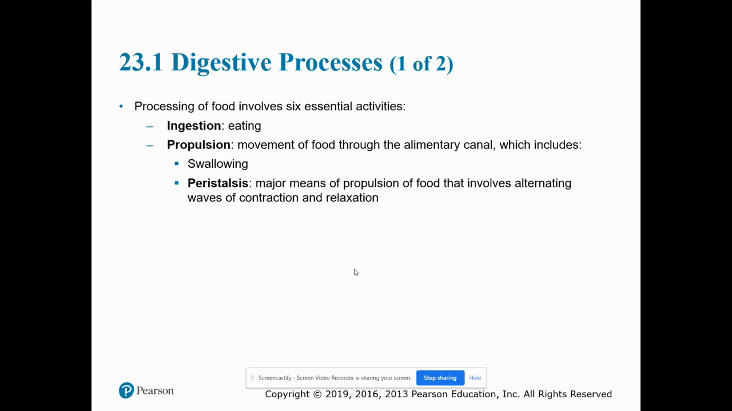The processing of food involves 6 essential activities. The first one is ingestion, and that's just eating. The next one is propulsion, the movement of food through the alimentary canal. This includes swallowing and peristalsis. Peristalsis is a major way that food is propelled, and it involves alternating waves of contraction and relaxation.